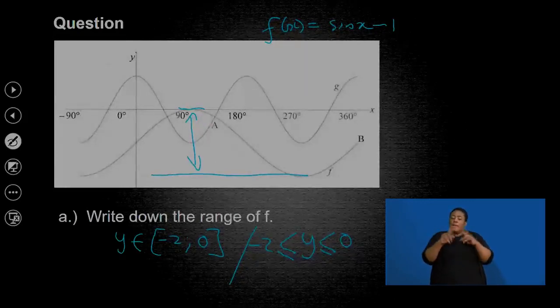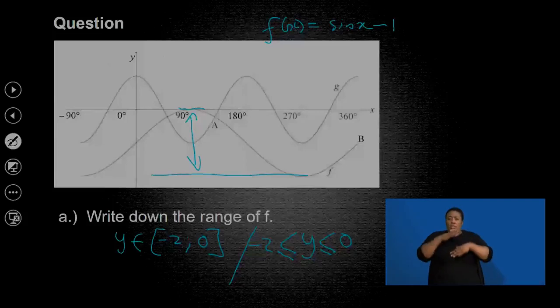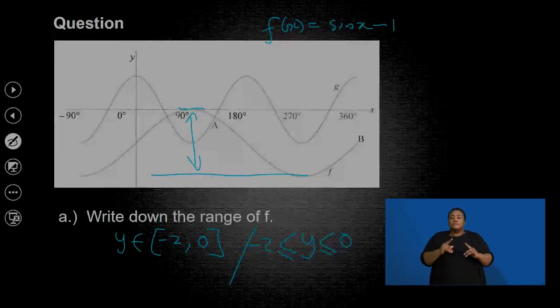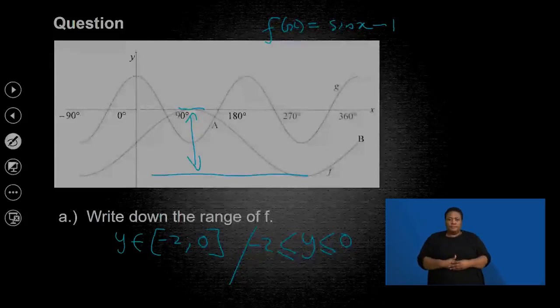How does the range change? It changes when you move the graph and you shift it up or down. So if you translate the graph up or down, the range changes because the amplitude is consequently changed.